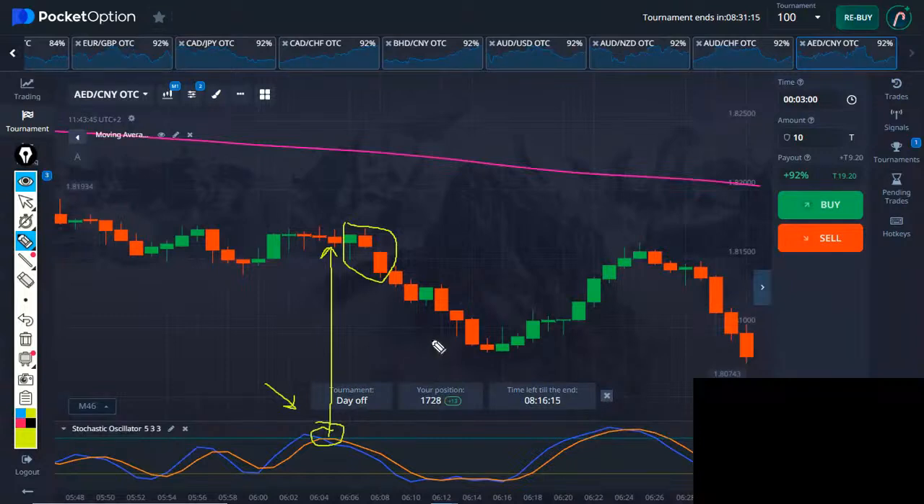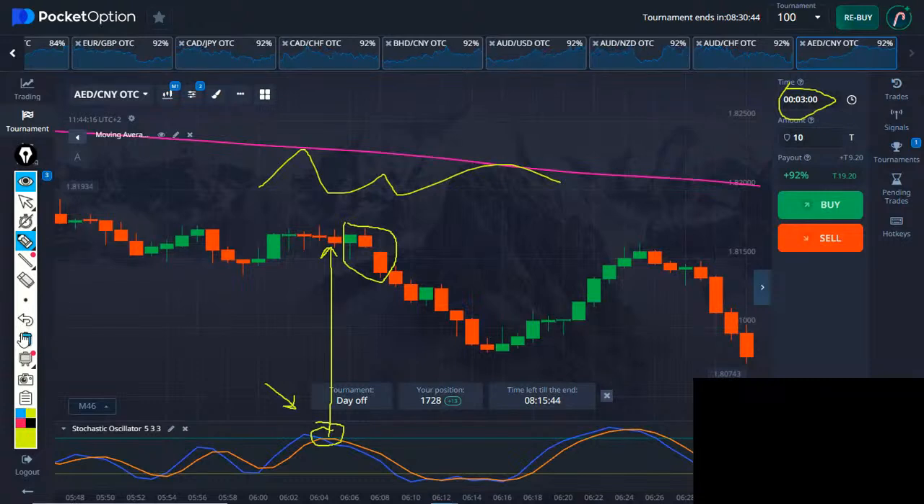Okay, first confirmation, price is below the EMA. Second confirmation, an overbought stochastic. Third confirmation is a clear crossover of the blue line below the orange line, and both the blue and orange line are going to the downside. You take a sell position over here. You have 1, 2, 3, 3 minutes expiry, and you have your first win.